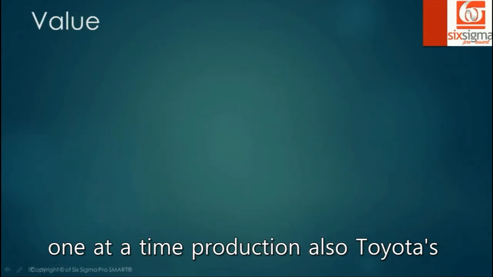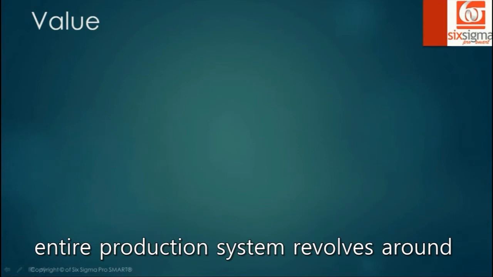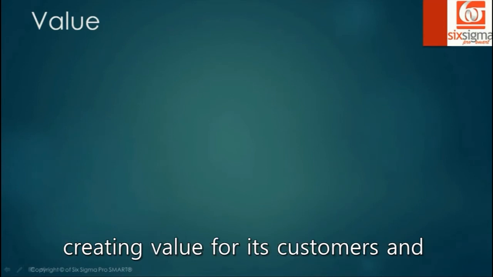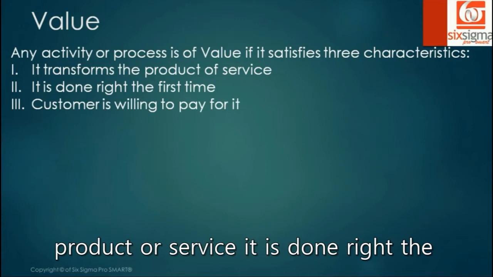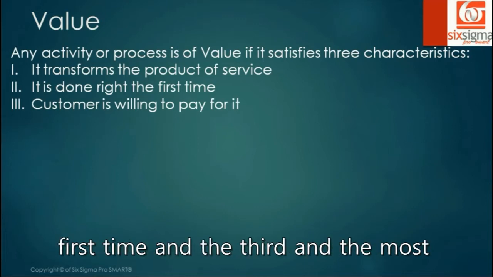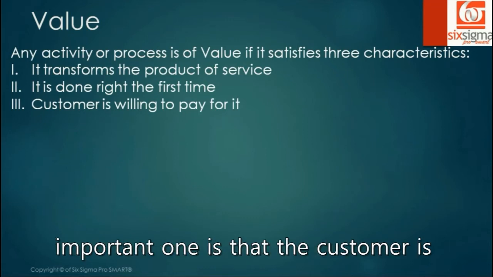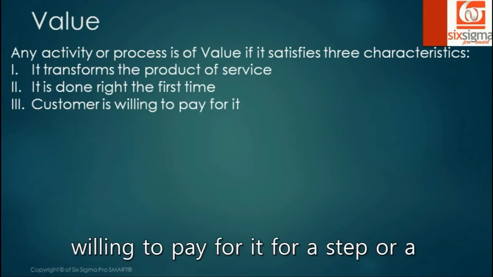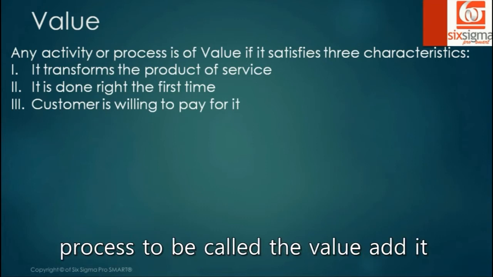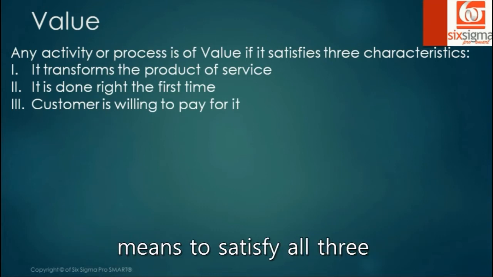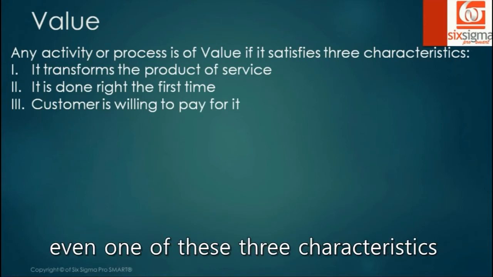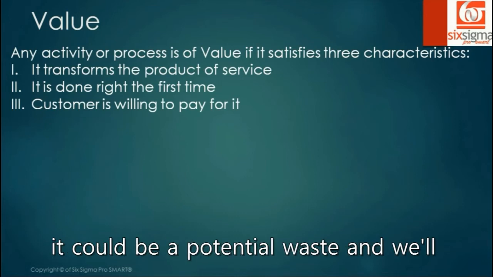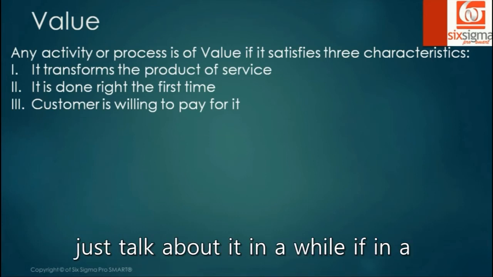Also, Toyota's entire production system revolves around creating value for its customers. And what is a value? Well, it has three characteristics. One, it transforms the product or service. Two, it is done right the first time. And the third and the most important one is that the customer is willing to pay for it. For a step or a process to be called value add, it needs to satisfy all three characteristics. If it doesn't satisfy even one of these three characteristics, it could be a potential waste. And we'll just talk about it in a while.